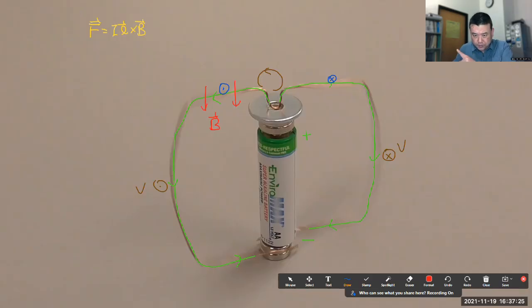Then if you go through the same analysis here, you'll see that magnetic field pointing downward here will also result in L cross B, results in force pointing into the screen. So, okay, I think I'm almost there.